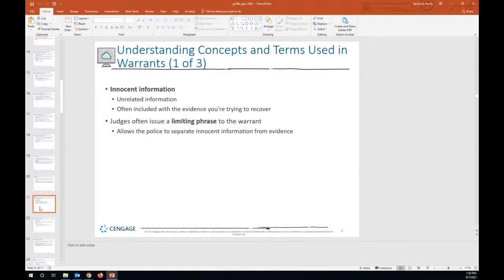Sometimes, though, you do have innocent information. Innocent information is data that doesn't contribute to the evidence that you're trying to recover, so it doesn't contribute to the crime or violation evidence. So often judges will issue a limiting phrase to the warrant, which allows the police to separate innocent information from the evidence. The limiting phrase is wording in a search warrant that limits the scope of the search for evidence.